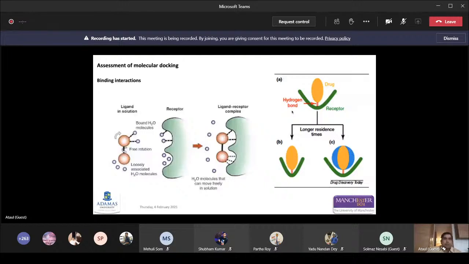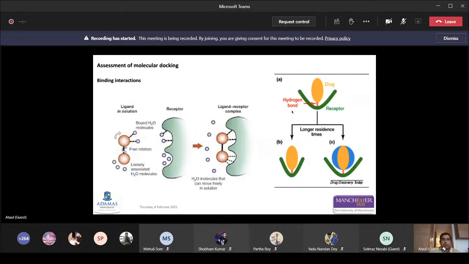Now that I told you, how can we assess your molecular docking results after docking? How can you assess which pose is better, which orientation is better? So there are two parameters. One is the binding interactions and the other is the scoring function. Binding interaction is very important. How your ligand binds the active site matters, because depending upon the binding interactions, your protein-ligand complex stability will be achieved.